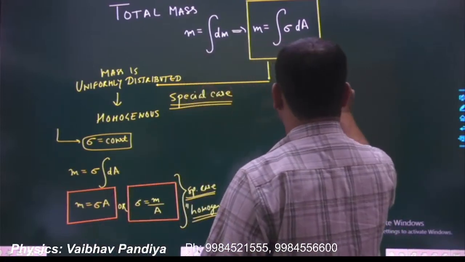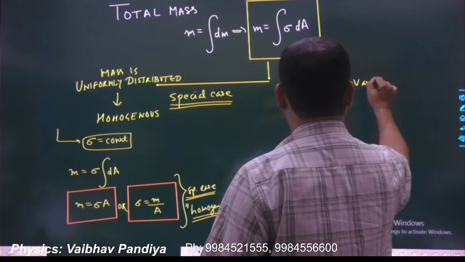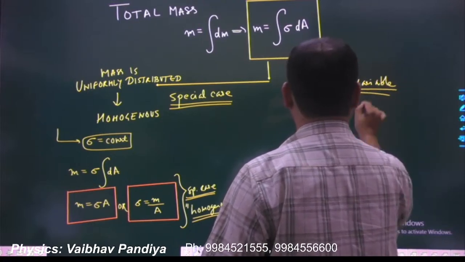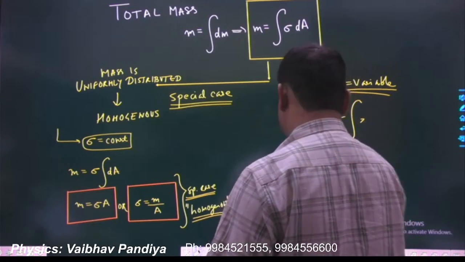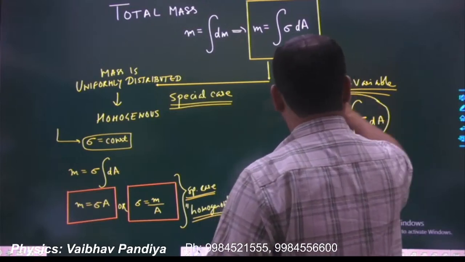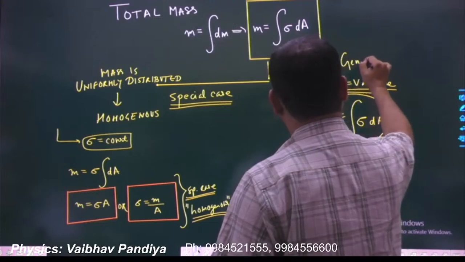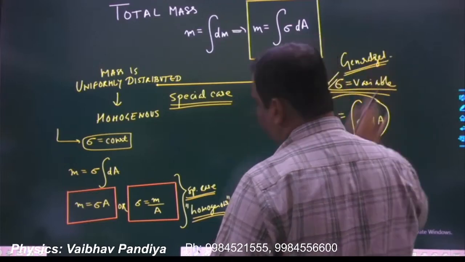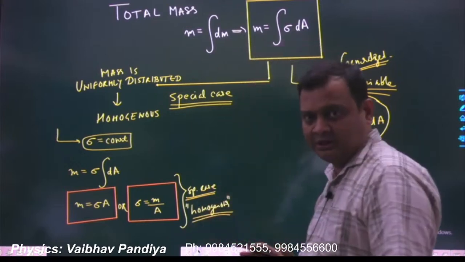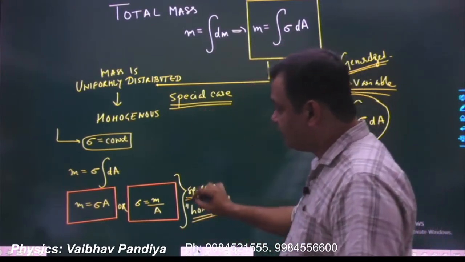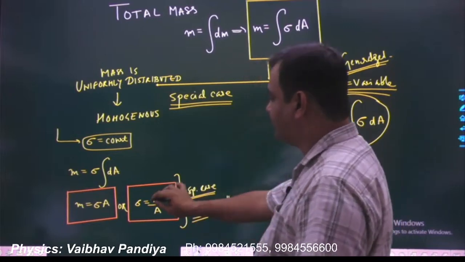When sigma is variable, it is changing on the same object. So sigma will not come out of the integral, and we will see in the lecture how we solve both kinds of problems. So this is the generalized approach. This can be applied in any case. Even if sigma is constant, you can also apply the calculus approach. The calculus approach is the most generalized approach, but the other approach you can apply only when you are sure that sigma is constant.